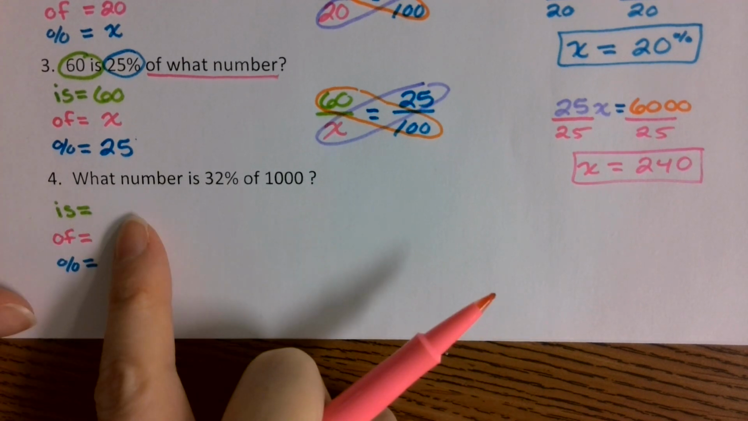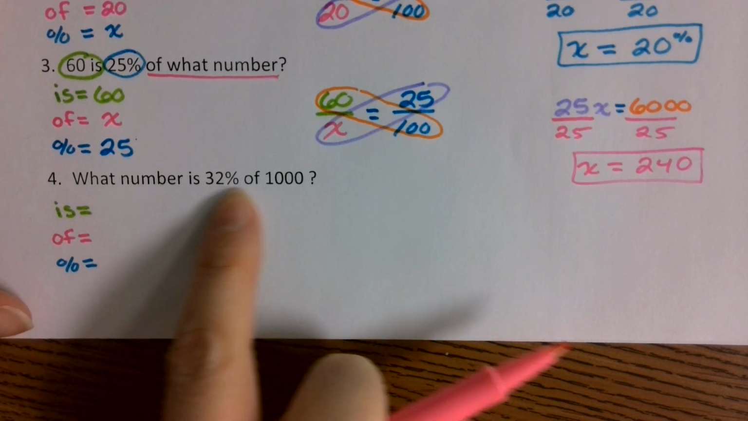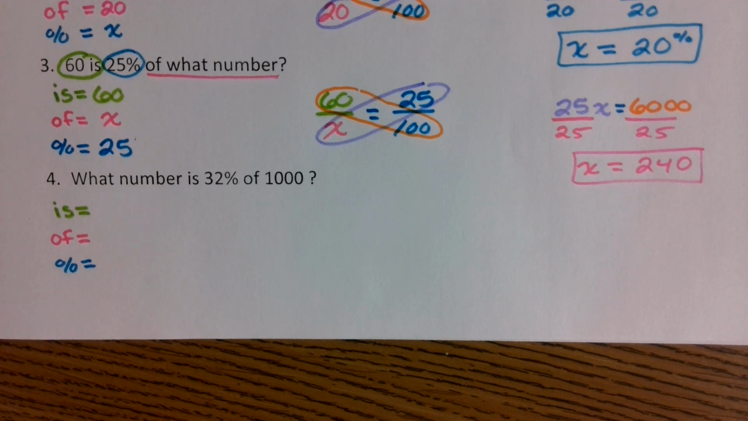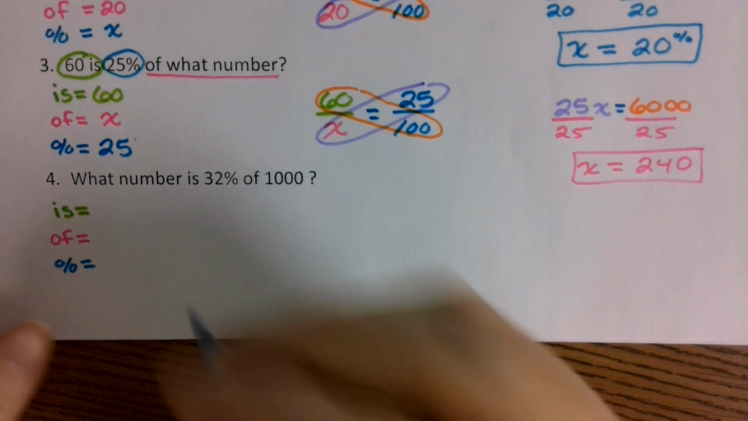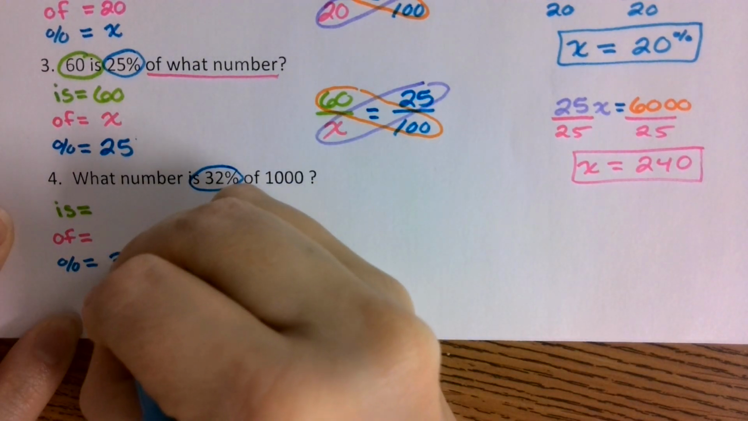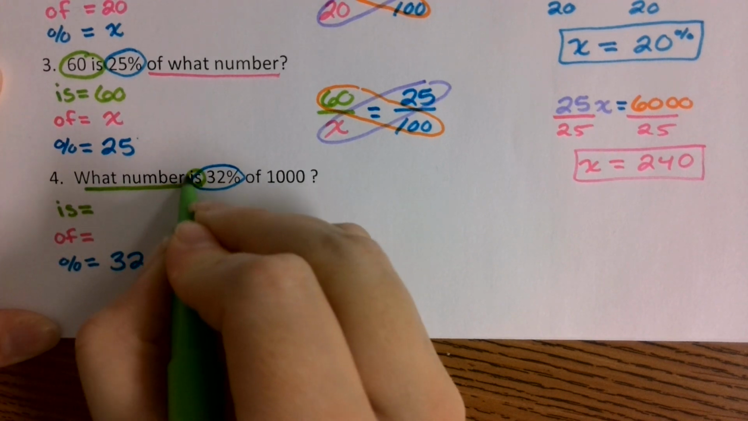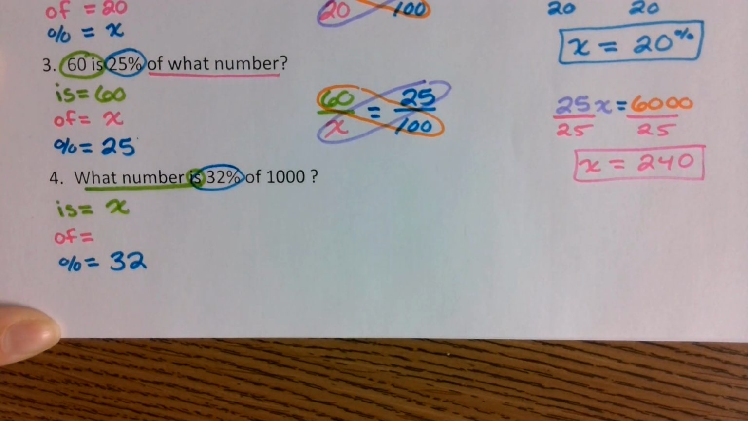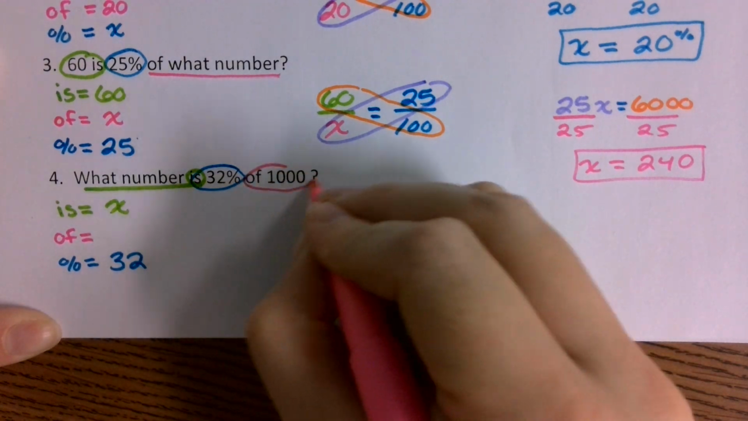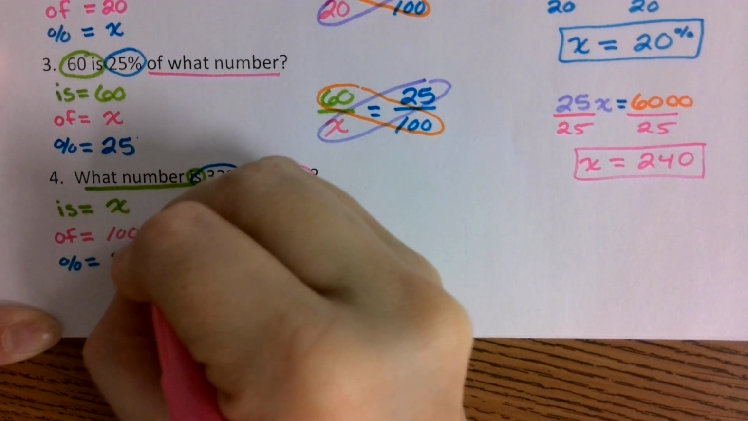Okay, what about for problem number 4? We've got what number is 32% of 1,000? 32, is that an is, an of, or a percent, Natalia? Percent. Okay, that's a percent. Now I've had a lot of people go, but it says is 32. But it's got the percent sign, right? So we know that that's a percent sign. What number is, that's going to be the what? The variable. What number is going to be our variable. That means that the 1,000 is our of. 1,000 is going to be our of value.